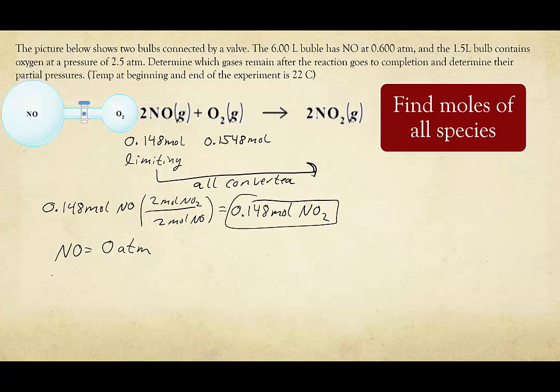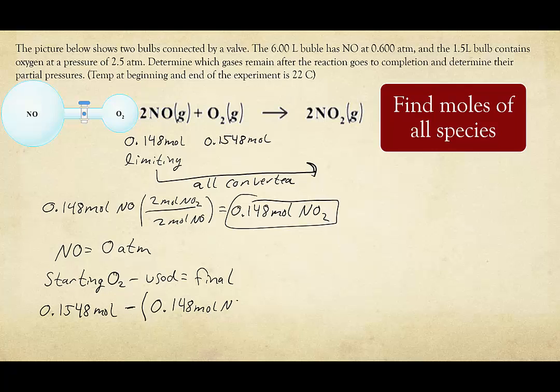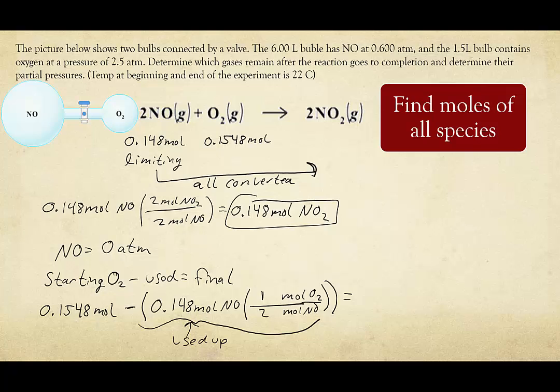So what we need to do here is start with our starting oxygen, subtract how much we used up to get our final. We started with our 0.1548 moles. We used up however much was used up by using up all of our limiting reagent. So we have a conversion in here that we need to do. We start with our moles of our limiting reagent, we use our mole ratio, and now we know how much was used up. We can do that all in one step pretty easily to get our answer.